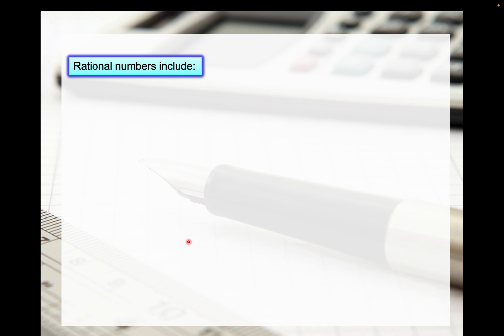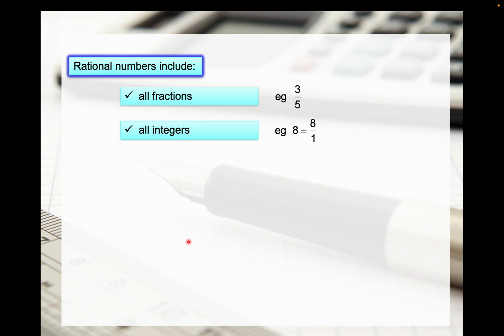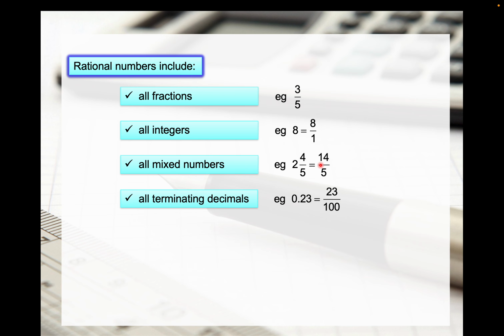If we cannot, it's irrational. So all fractions, obviously, all integers, because you can write all integers as a fraction over 1. For example, 8 is rational because you can write 8 out of 1. All mixed numbers, obviously, are also fractions. All terminating decimals, so decimals like 0.23.